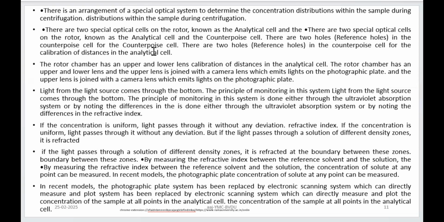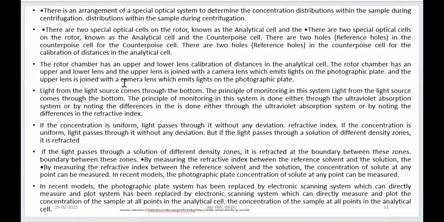There are two special optical cells on the rotor. One is known as the analytical cell, and the other is the reference cell, which is also called the counterpoise. There are two holes, the reference hole and the analytical sample hole, right? So two cells are there and two holes are there.